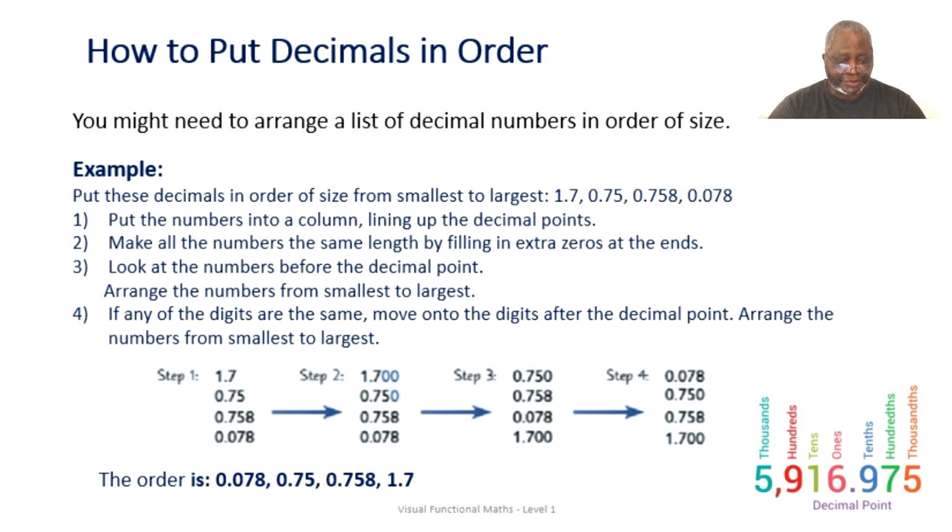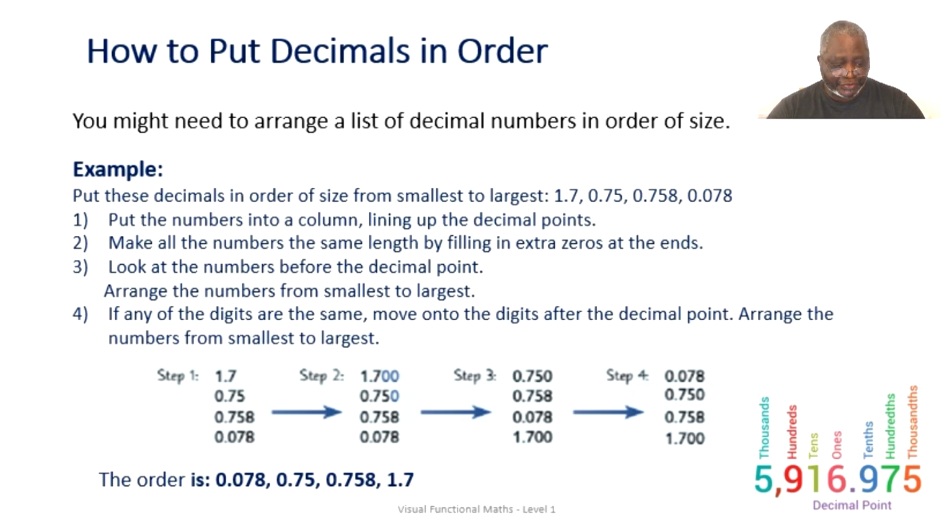First of all, put the numbers into a column lining up the decimal points as you see in step 1 below. Make all the numbers the same length by filling in extra zeros at the end as you see in step 2. Look at the numbers before the decimal point, because the numbers before the decimal point tell you that they are whole numbers. If there are zeros before the decimal point, then they are not whole numbers. So look at the numbers before the decimal points. Arrange the numbers from the smallest to the largest. That is in step 2.